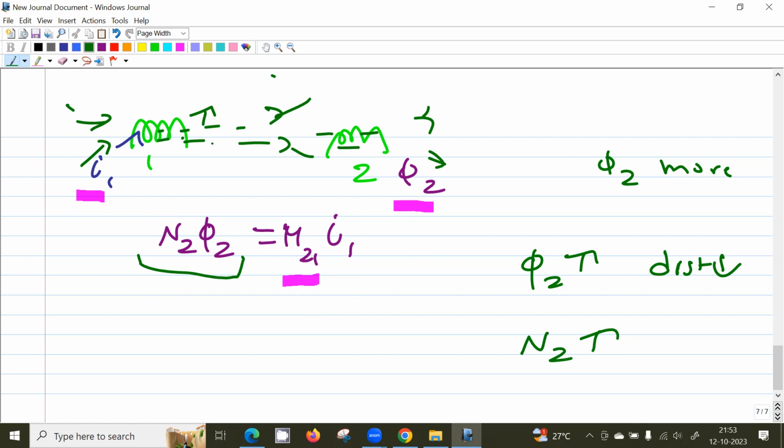If I bring this coil closer to the first one, more magnetic field lines will pass through the second coil. That way I can increase the flux linking the second coil by decreasing the distance between the two of them. Another thing is I can increase the number of turns of the second coil, because the flux linking the full coil is the number of turns times the flux linking a single turn. So by increasing N2, I can increase the flux linking the second coil. That will get reflected in the mutual inductance M21. Recall the formula for mutual inductance.